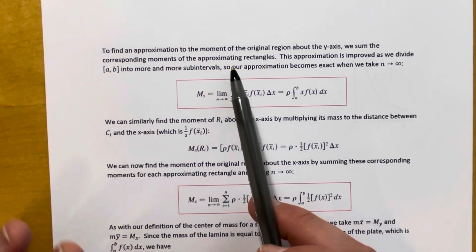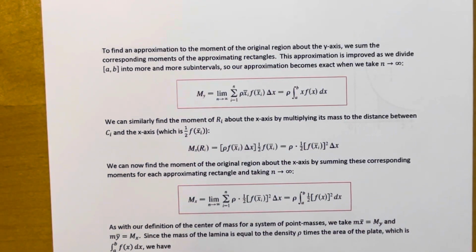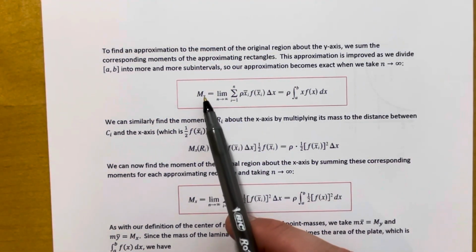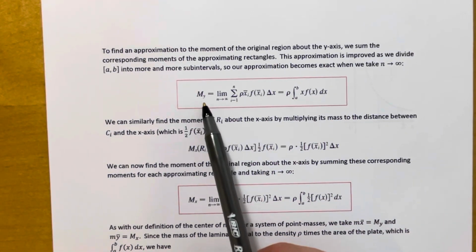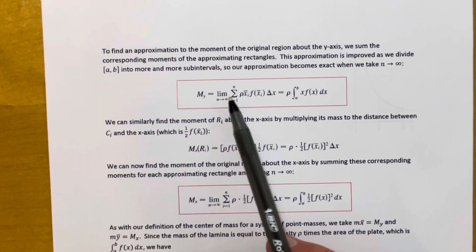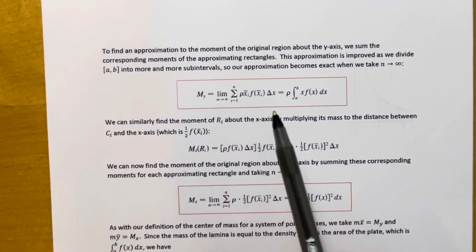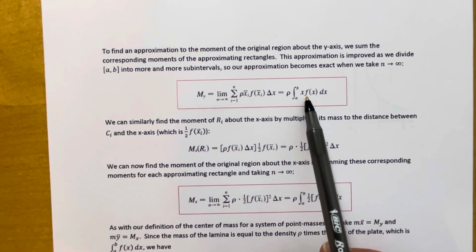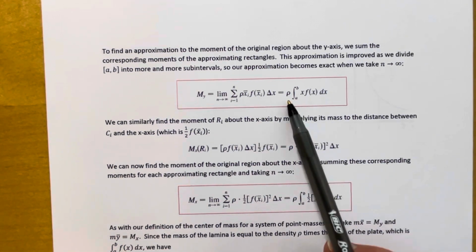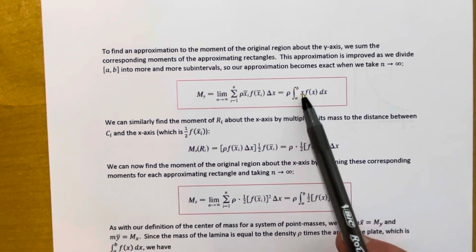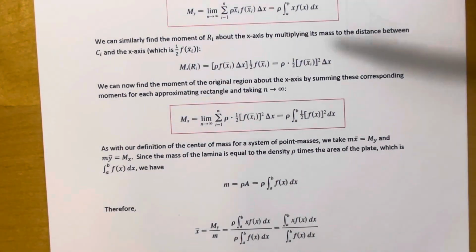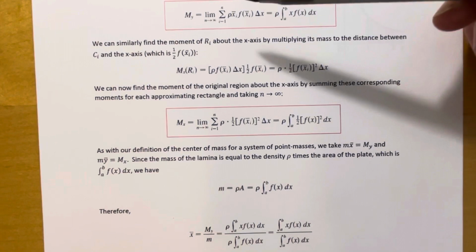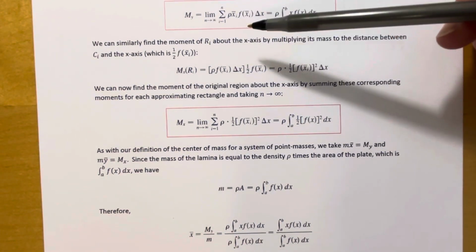So I can see that approximation gets better and better if I give myself more and more subintervals. So we take a limit as n goes to infinity, and now what I can do is define the moment of my entire plane region R about the y-axis as the limit of the sum of those individual moments, which is going to lead me to a definite integral, because this is a Riemann sum. Rho times the integral from a to b of x times f of x dx.